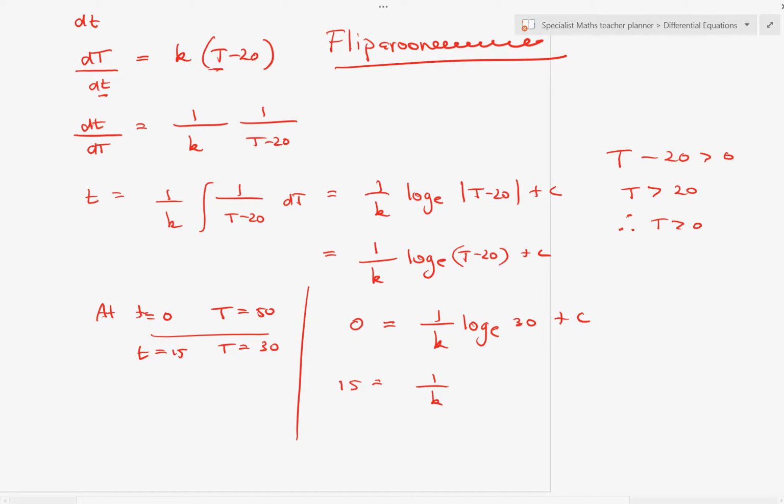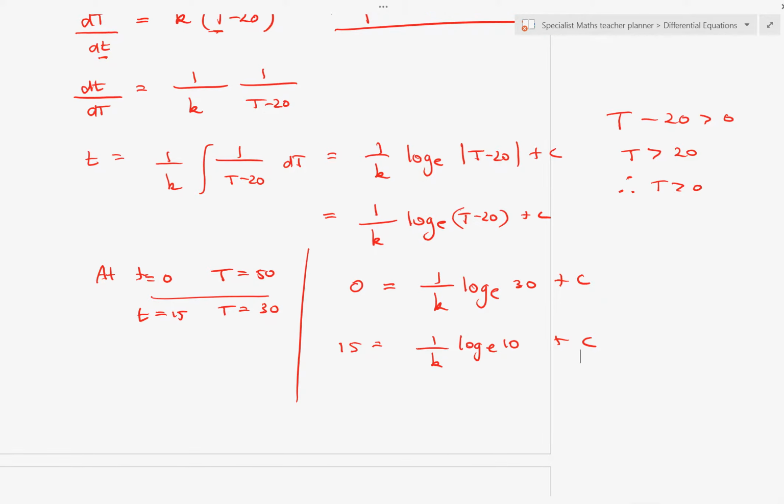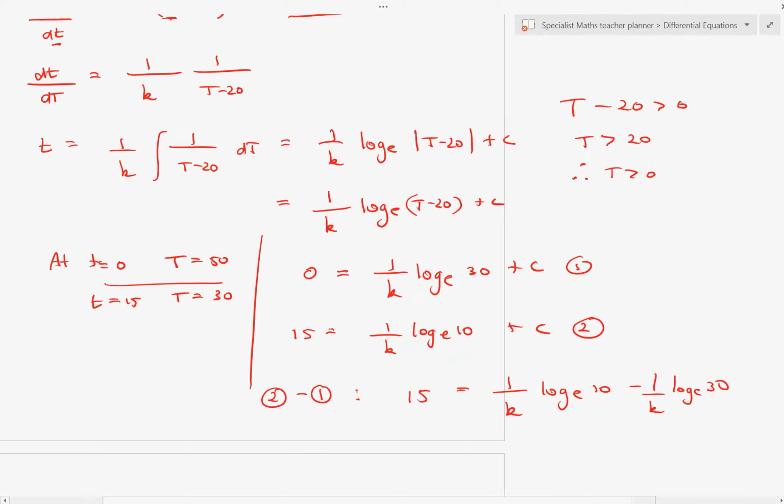50 minus 20 is 30. Yep. Log e to the 10 plus c. And we want to get rid of c, don't we? Yeah. So I'm going to just do equation 1, equation 2, and we're going to say that 2 subtract 1 is going to give me 15 is equal to 1 over k log e to the 10 minus 1 over k log e to the 30. We okay with that? Yeah.